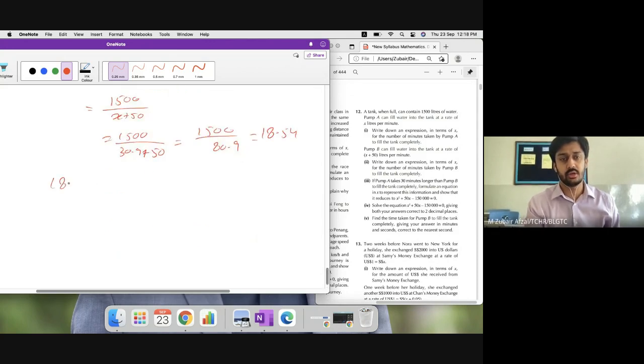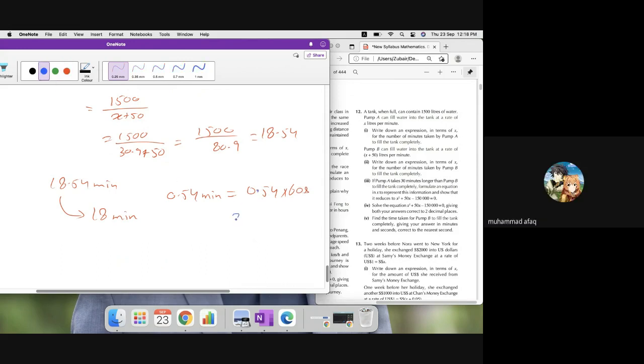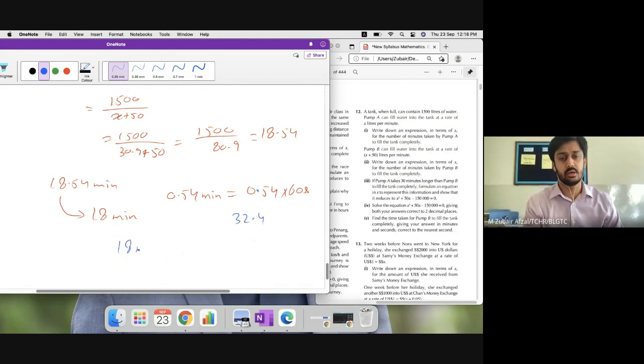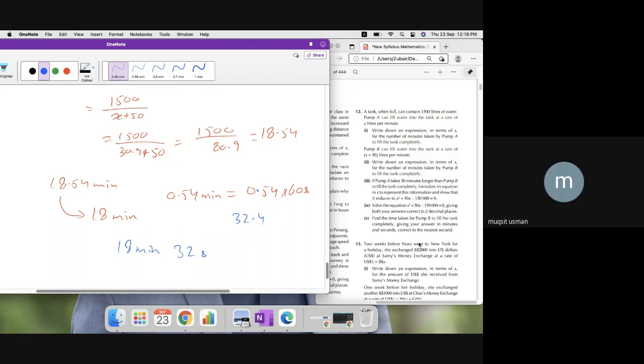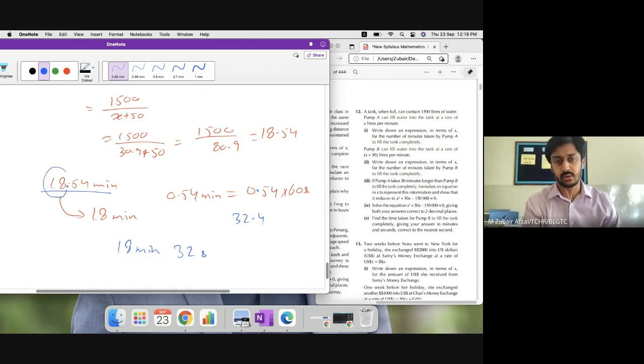So we change 18.54 minutes to minutes and seconds. This is 18 complete minutes, and 0.54 minute is equal to 0.54 into 60 seconds. What does this come to? 32.4 seconds. So this is 18 minutes and 32 seconds. Where did the 0.54 come from? I've split it: 18 were complete minutes, then there were 0.54 minutes. That is where it came from.